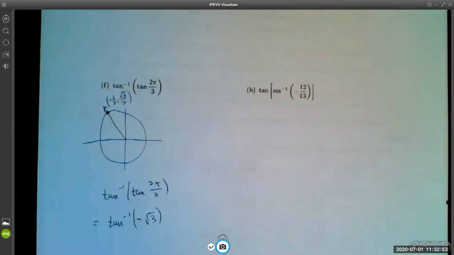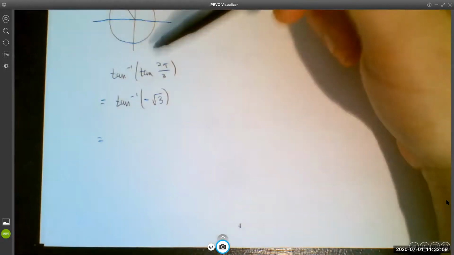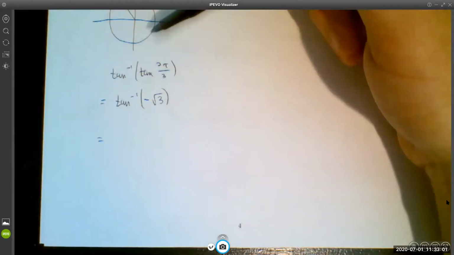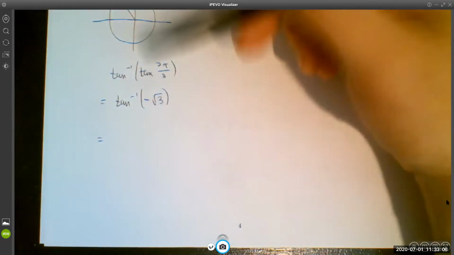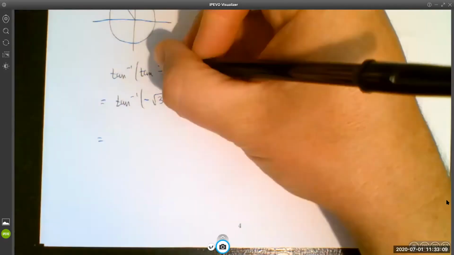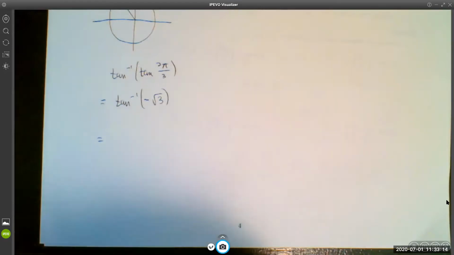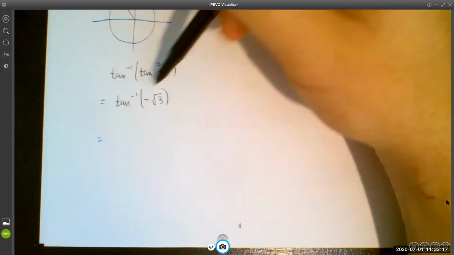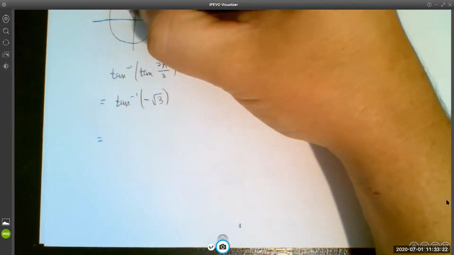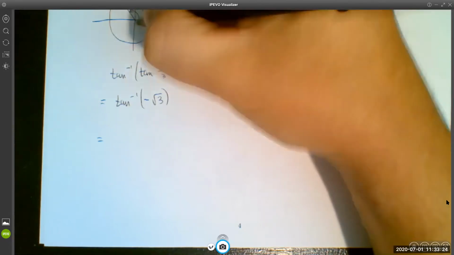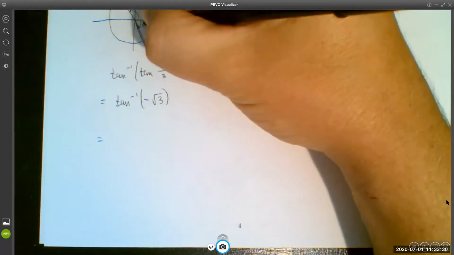Now we have to think of an angle that lives between negative 90 degrees and positive 90 degrees, or negative pi over 2 and positive pi over 2. Since we're working with radians, let's stick with radians. So we're looking for an angle between negative pi over 2 and positive pi over 2 such that tangent of that angle is negative root 3. So we must be here in quadrant 4. You can see that we're not going to be mapping back to 2 pi over 3 because the angle we're looking for has to be here in quadrant 4. This is the angle that we're looking for.